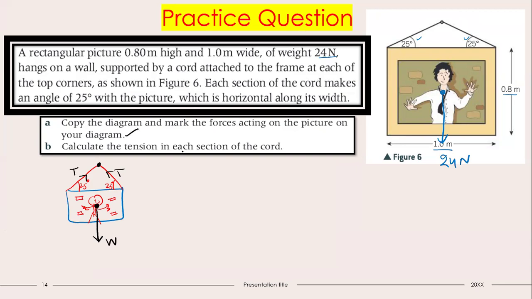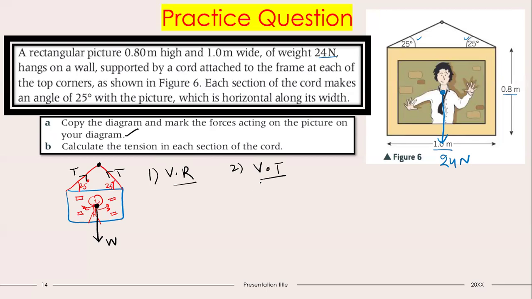Label three forces. Calculate the tension in each section of the cord. So you have to find the tension. What you can do is use the vector resolution method, or you can use the vector triangle method.